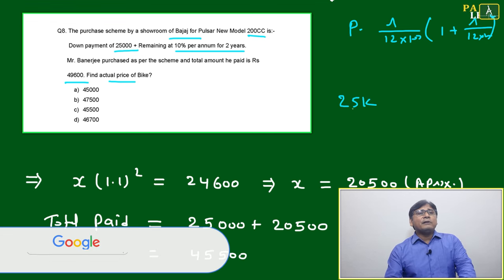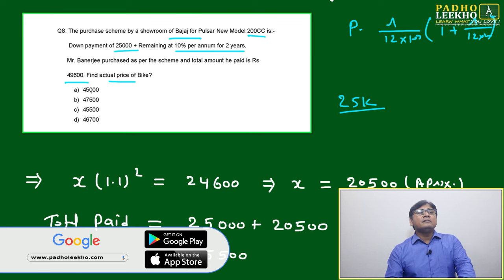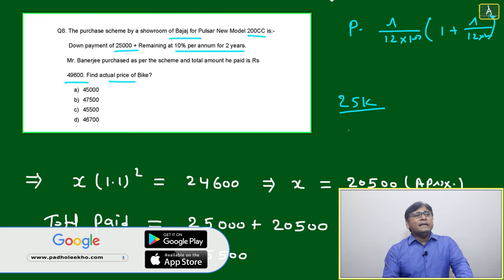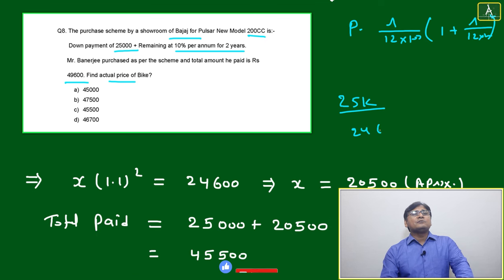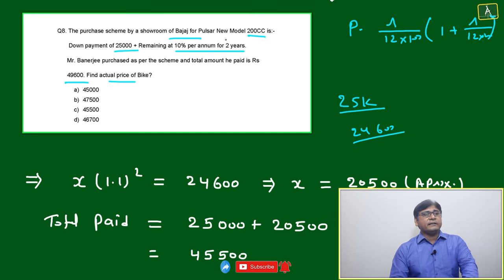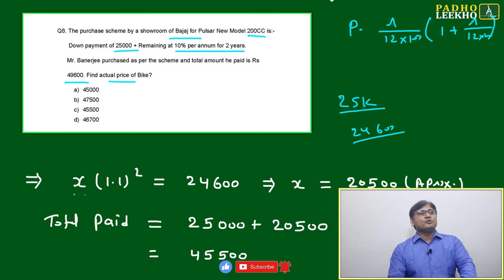Then what will be there? 25K he has paid as the down payment, then 49,600 minus 25K, it will come to 24,600. That amount he is paying interest on. How much interest? 10% for 2 years.